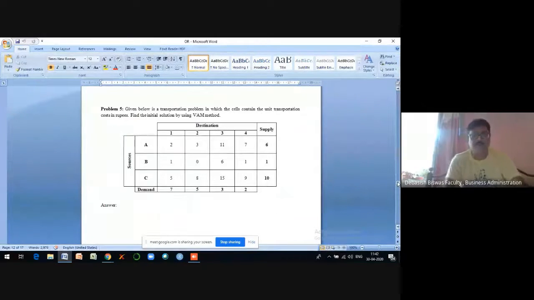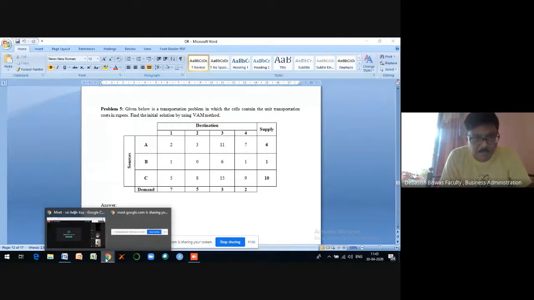This is our problem. So we have already solved the transportation problem using the north-west corner method as well as the least cost method in our previous classes. So today we learn how to solve it using Vogel's approximation method.